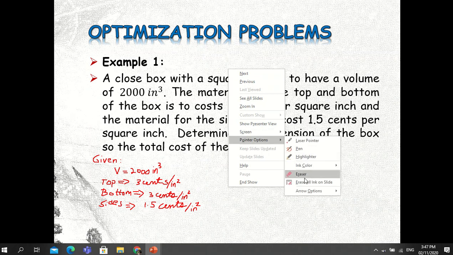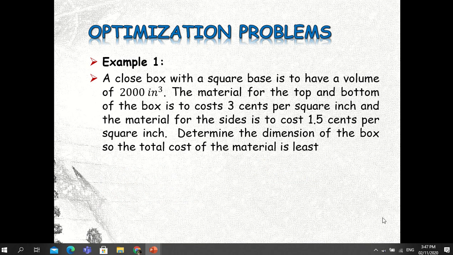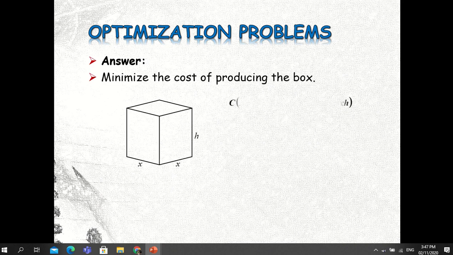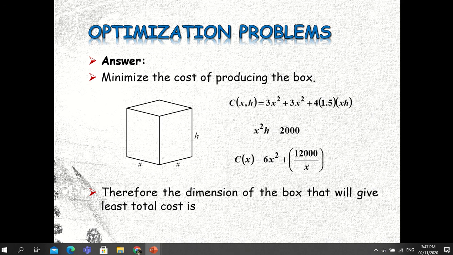Okay, actually this is the summary class now. So we have here the solution that we have done. After we obtain the value of x, that is 10, and the h is 20, this is our final answer, class. Therefore, the dimension of the box that will give least total cost is 10 by 10 by 20.